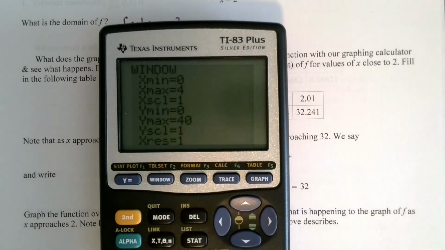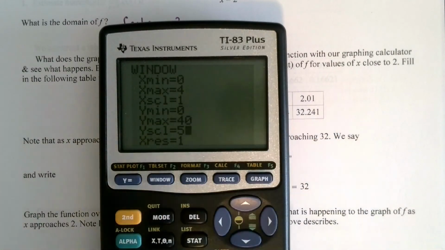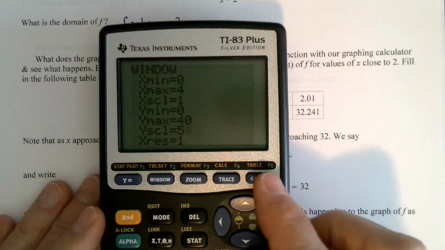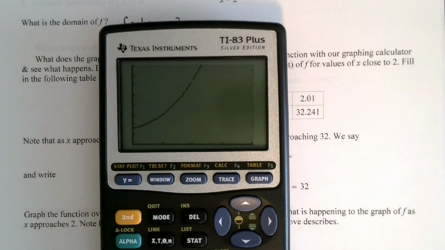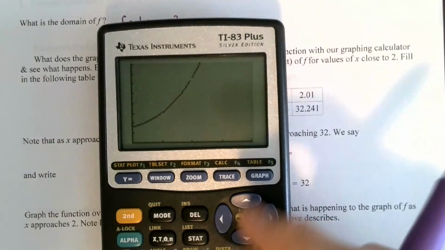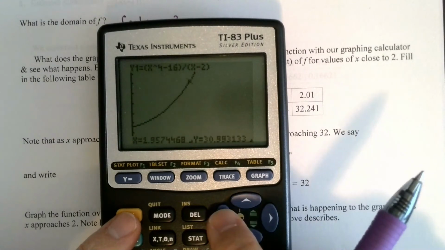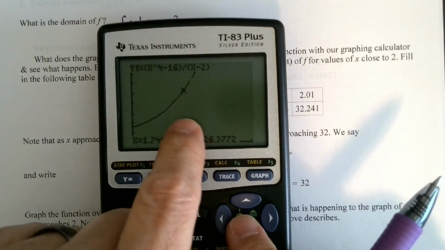I'll do the y scale at maybe 5. The y scale and x scale are just the distance between the tick marks on your graph. And let's take a look at the graph. Okay, and what do you see here? Let's go to trace, right? We can see x is 1.74. Here's the y value, and there's the point.